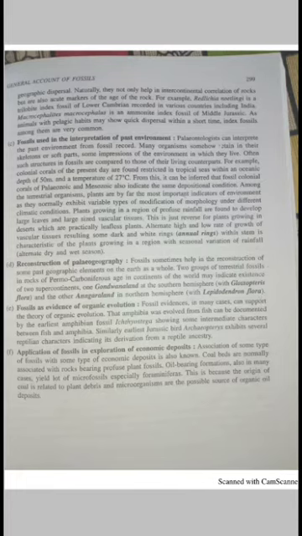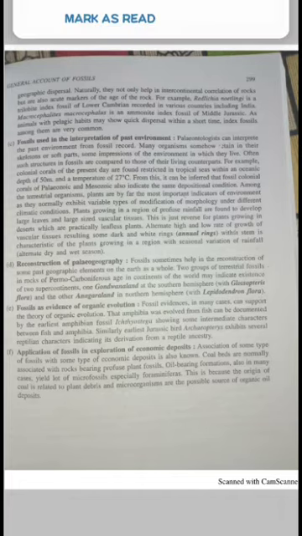Now the sixth point is application of fossils in exploration of economic deposits. Association of some types of fossils with some types of economic deposits is also known. Coal beds are normally associated with rocks bearing profuse plant fossils. Oil bearing formations also in many cases yield lots of microfossils, especially foraminifera.